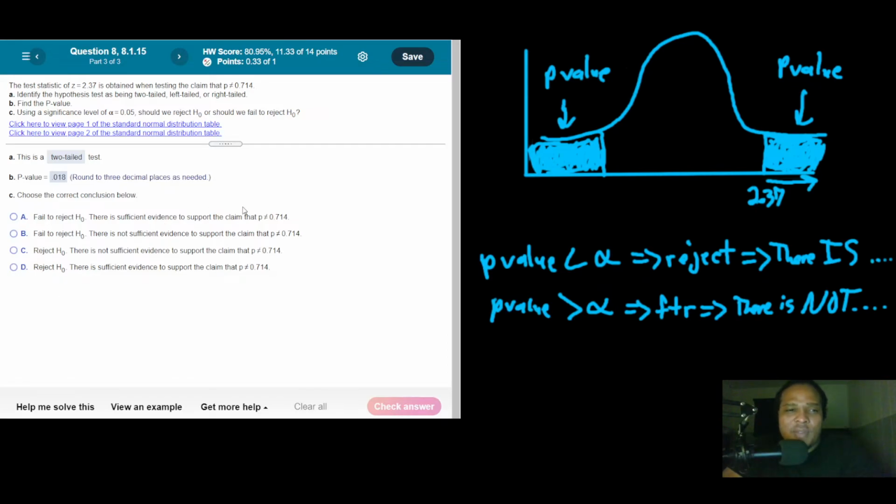So what is our p-value again? Our p-value is 0.018. So is that less than or greater than their sig? So we have 0.05, 0.01. Our p-value is less than the significance level here, right? So when it's less than, we're going to reject. So it's either going to be C or D. Now, is there or is there not? Whenever you reject, there is. And that's it.